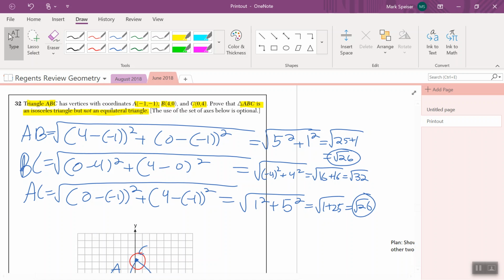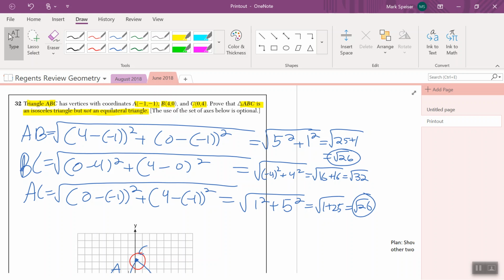So you first find the distance of AB: the square root of 4 minus -1 squared plus 0 minus -1 squared equals 5 squared plus 1 squared, which equals the square root of 25 plus 1, the square root of 26. So a little bit more than 5. Then we find the length of BC: 0 minus 4 squared plus 4 minus 0 squared, -4 squared plus 4 squared, 16 plus 16, the square root of 32, which is about 5.6, doesn't really matter. You just want to find two sides the same, so AB is not the same as BC.